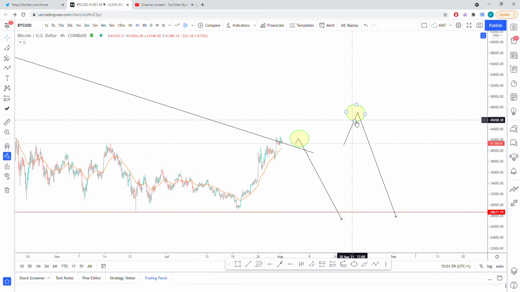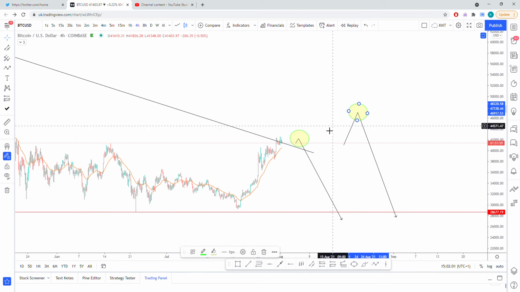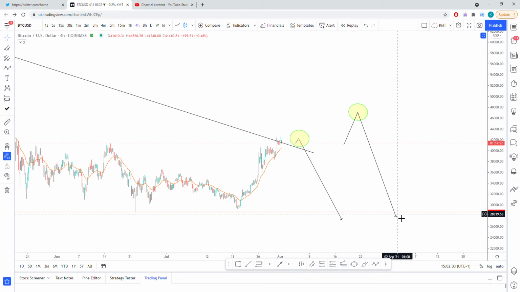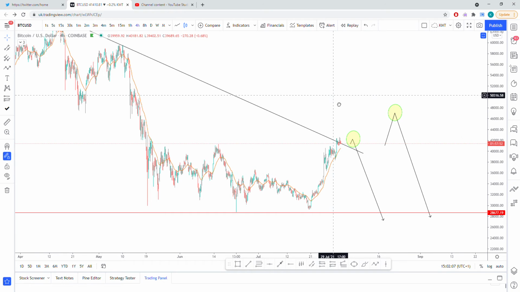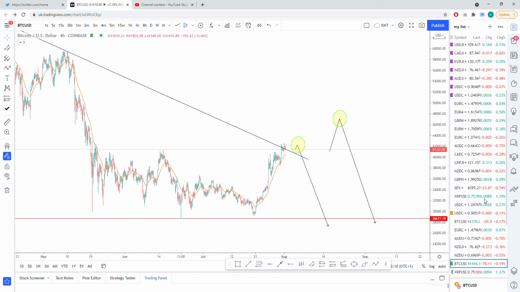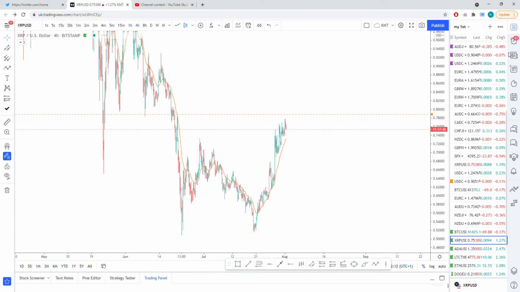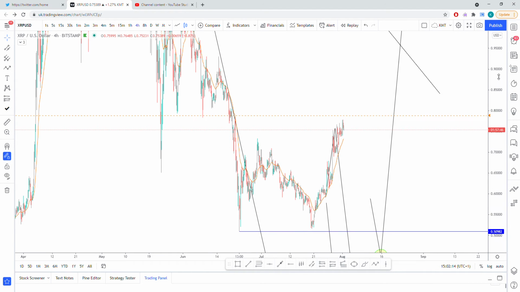So pretty much we're going to use this kind of insight, and again we're going to apply it to the other altcoins and see what's been happening over there. So let's move on now to Ripple. We'll take a look at XRP.